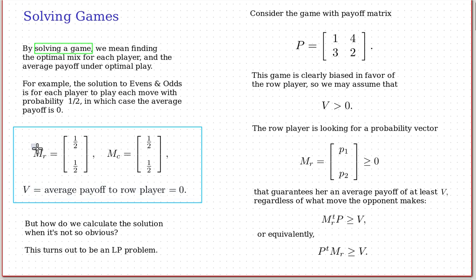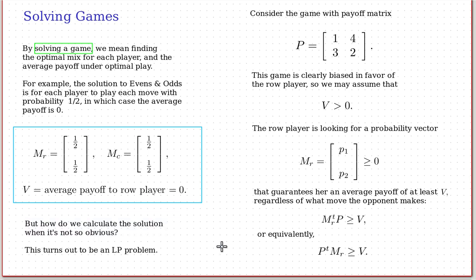Right? And as before, I'll use M sub R and M sub C to represent the mixes that each player uses. So M sub R for the row player, M sub C for the column player. And we know that in evens and odds, there's nothing fancy to be done. You just try to keep your opponent guessing as much as possible, so each player is best off choosing his move completely at random, just choosing 1 or 2 fingers to throw with equal probability, but otherwise completely at random. So this would be the solution to the game evens and odds, right? Okay, that was easy enough, but how do we calculate the solution when it's not obvious, right?